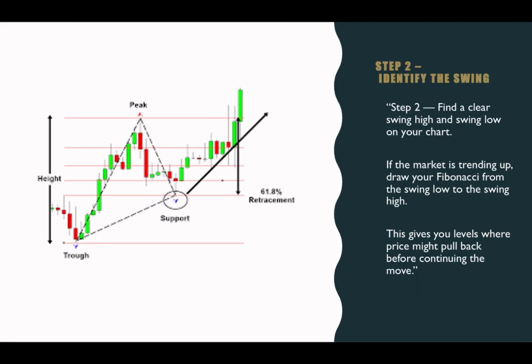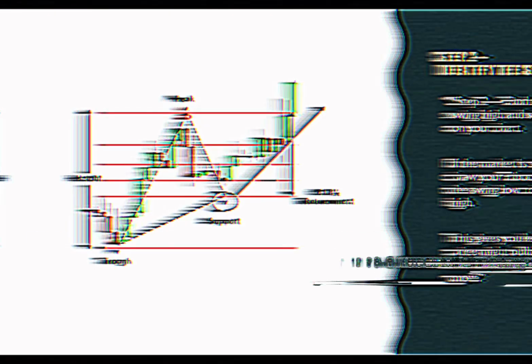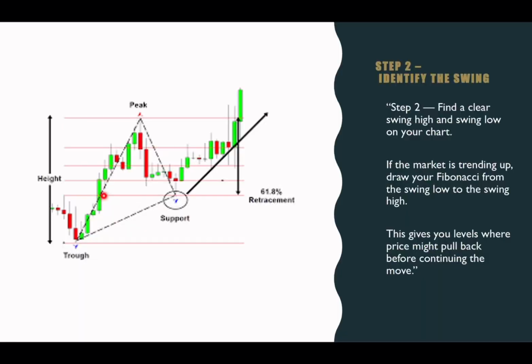Before you start even trading, you want to first find the swing point, right? That's an area in the market where you see the price started and made a huge move with big, large candles. So step 2, find a clear swing high and swing low on your chart. If the market is trending up, draw your fib from the swing low to the swing high, right? This gives you levels where price might pull back before continuing the move, okay?